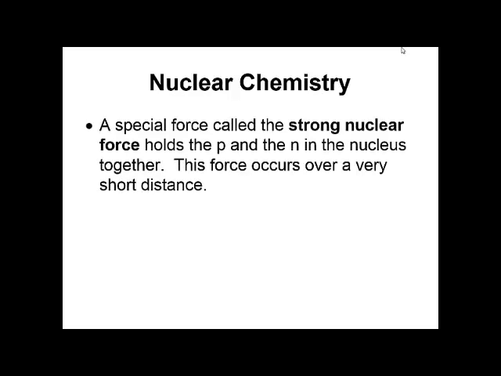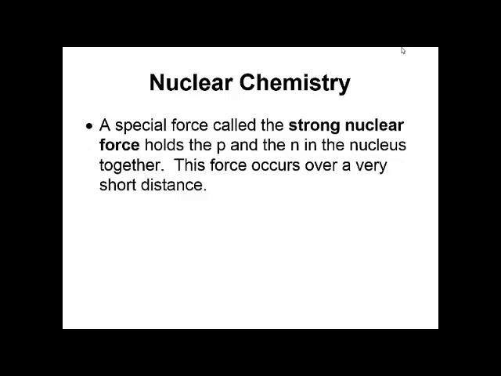There's a special force inside the nucleus. It's called the strong nuclear force. It's going to hold the protons and the neutrons together. Now, one thing about this particular force is that it only occurs over a very short distance. This works out okay if the nucleus is the right size, because the nucleus should be relatively small and compacted.